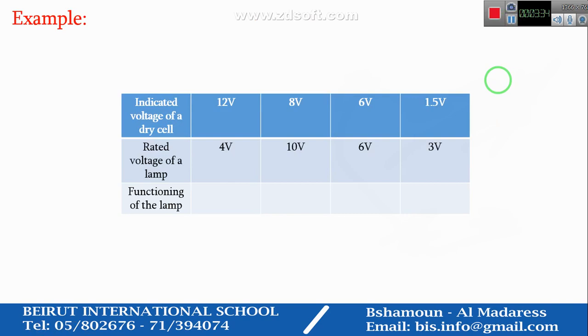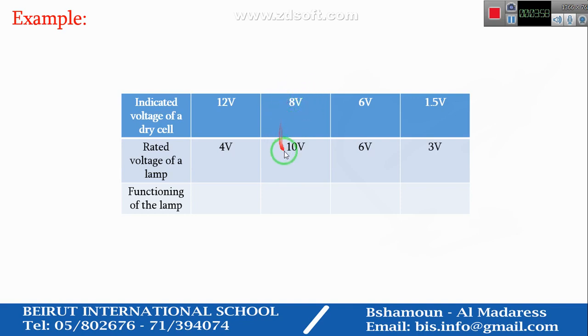Now, in our example in here, we will find what is the mode of the functioning of the lamp in each case. The first case, the indicated voltage of the dry cell is 12 volt. It's greater than the rated voltage of the lamp, which means in this case the lamp will function strongly and may be damaged. The second case, the indicated voltage of the dry cell is 8 volt.